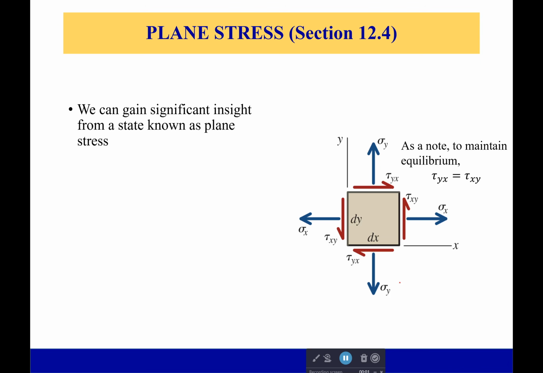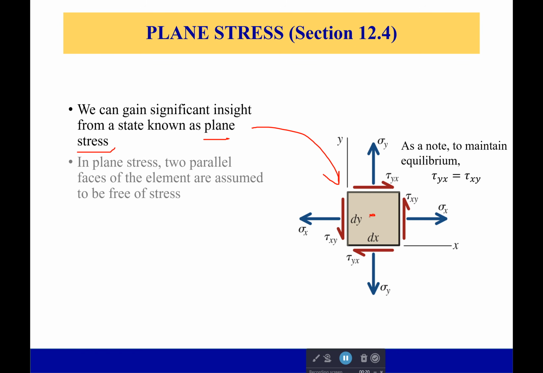Now, we can gain a significant insight from a state which is known as plane stress. Plane stress is when we have a two-dimensional stress element. It means that the stress in the z direction, sigma z, is 0 in this case, and any shear stresses pointing in that direction are also 0. So this makes things a lot easier because now we're down to a two-dimensional system.